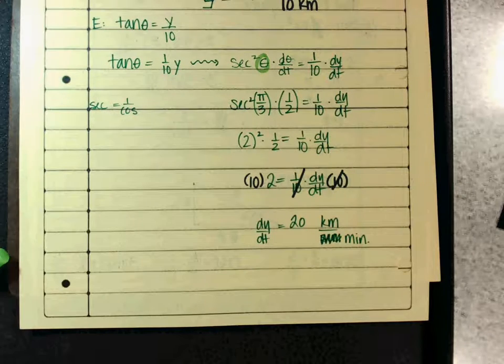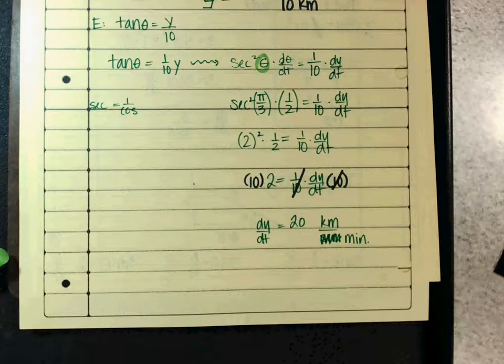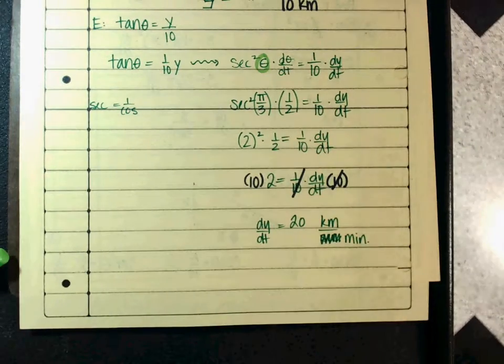Okay, good. Understand the basic idea? No. Okay, I'm going to give you another one kind of like that. We're going to do the angle of the sun. The angle of elevation of the sun is decreasing at a rate of. We're going to do that one next.